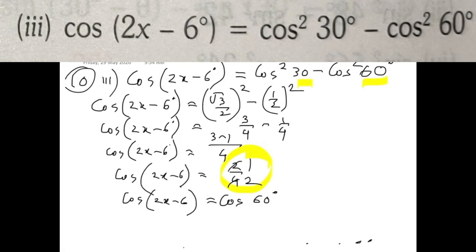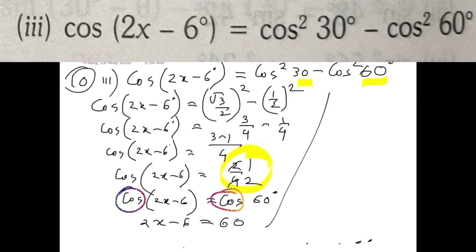So there, both sides I have written cos. In your mind only, think that this cos and cos are cancelled. Now don't actually cancel it, but think that this cos and this cos are cancelled. Now as these two cos are cancelled on the left side and right side, you are left with 2x minus 6 is equal to 60. Alright, now we'll solve and get the value of x.